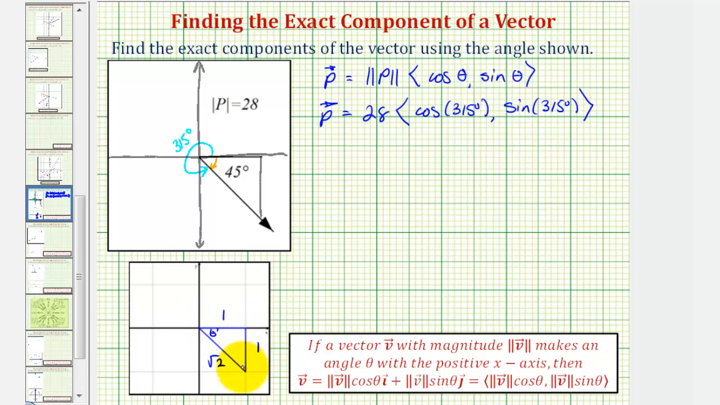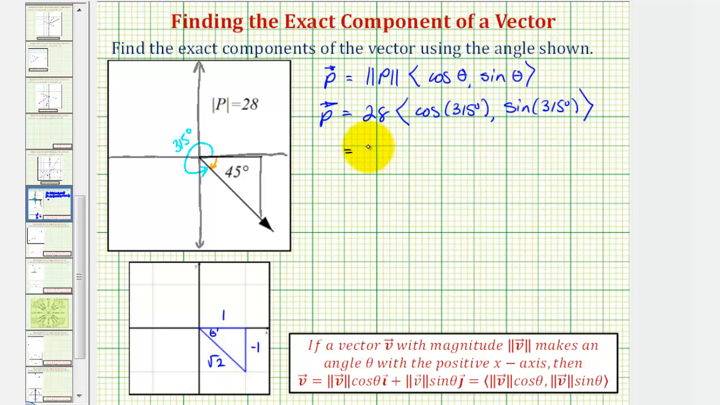But because we're in the fourth quadrant where the y-coordinate is negative, we would change the sign of this 1 to negative 1. So using our reference triangle, notice the cosine of 315 degrees would be the ratio of the adjacent side to the hypotenuse, or 1 over square root 2, and the sine of 315 degrees would be the ratio of the opposite side to the hypotenuse, which would be negative 1 divided by square root 2.